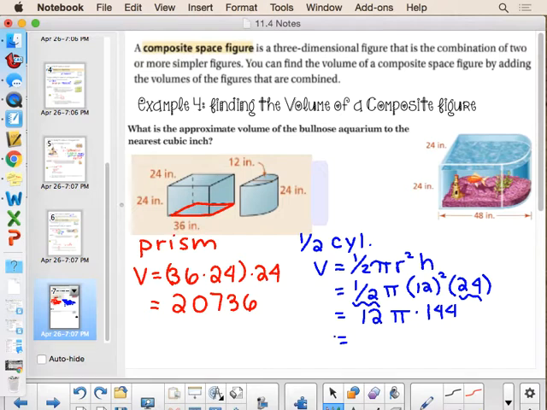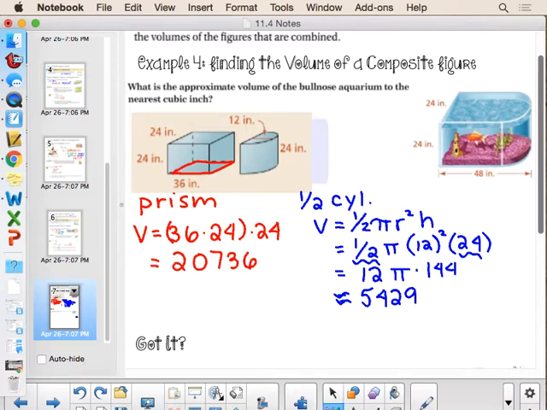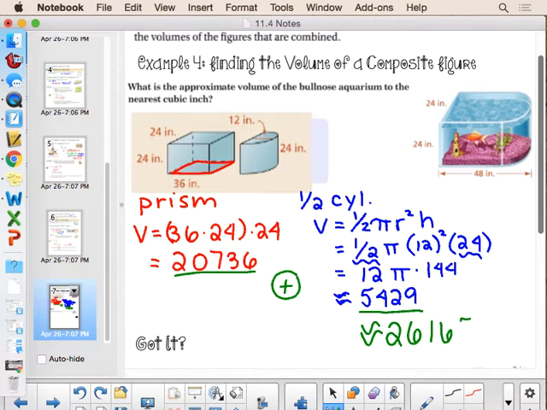And I'm going to get an approximate answer here. An exact answer, of course, would be if I left this in terms of pi. My approximate answer is 5,429. And the last thing that I need to do is recognize that I need these two volumes to be added together. So I'm going to add 20,736 and 5,429. And when added together, I get approximately, put my approximate symbol here, 26,165, and I got to remember my unit of measure here is inches cubed.